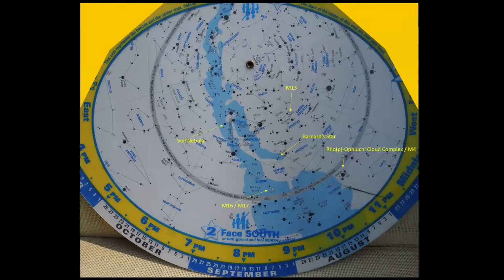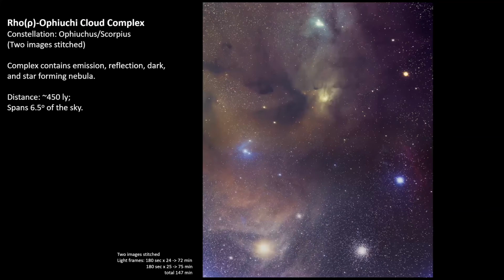So we move on. 3 months later, we're now in August. We can see on our star chart that the Milky Way is bright in the sky, and we're going to look at 4 different objects: M13, the Veil Nebula, M16 and 17, and the Rho Ophiuchi cloud complex, including M4. And that is the first one we look at.